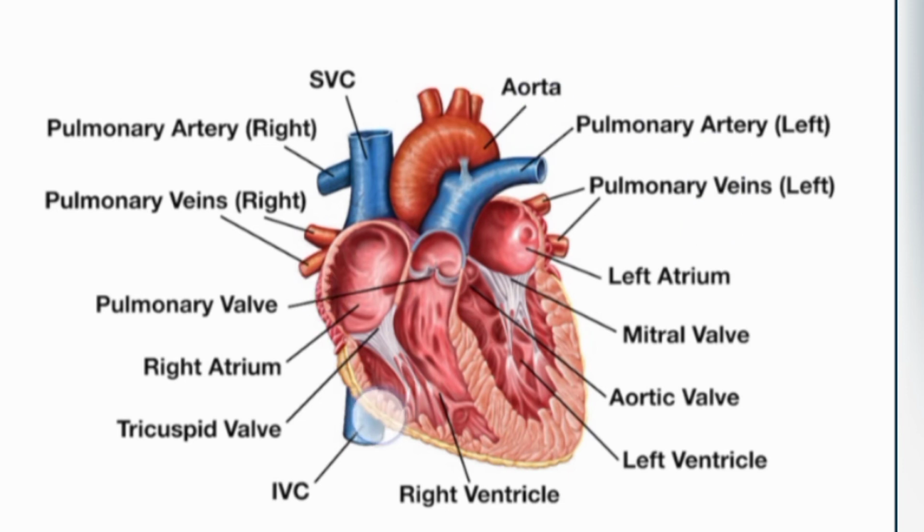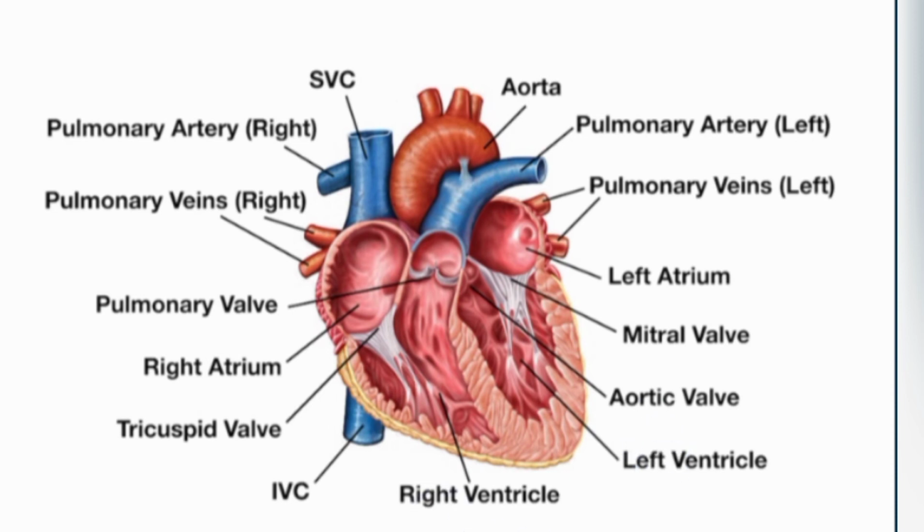Now the right ventricle contracts. Due to this, the deoxygenated blood is pumped into the pulmonary artery. And the pulmonary artery now transports the deoxygenated blood to the lungs. In the lungs, oxygen enters the blood and makes the blood oxygenated.